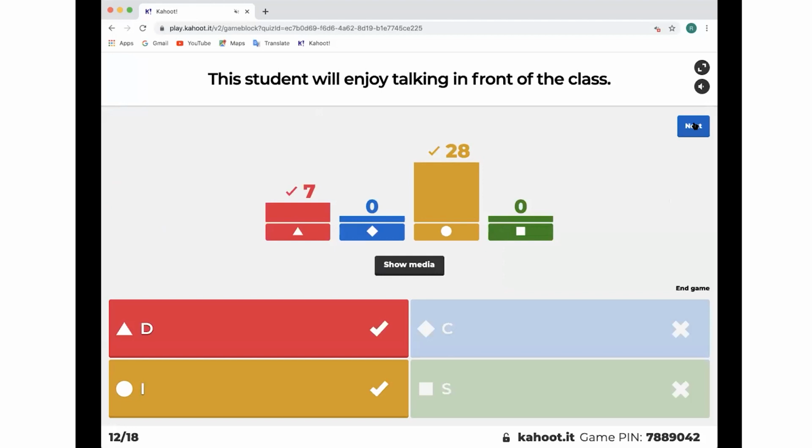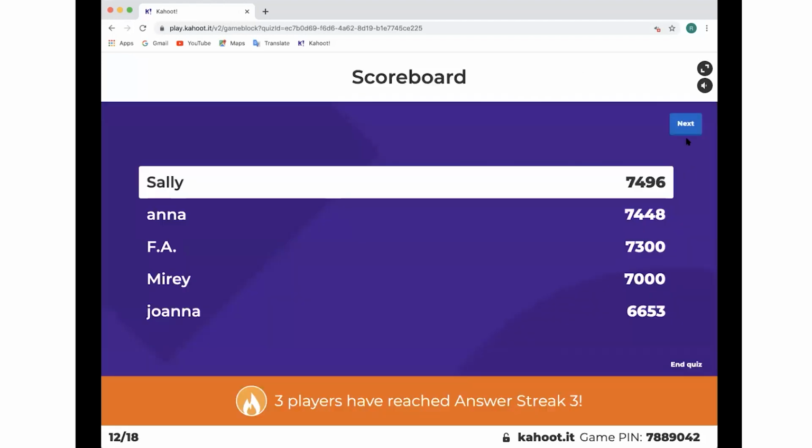Absolutely. The I's love to be. This was a perfect one right here. This was actually perfect because both D's and I's enjoy talking in front of the class, both of them. So this is absolutely perfect. That's why D's and I's is the answer. Both of them enjoy talking in front of the class.